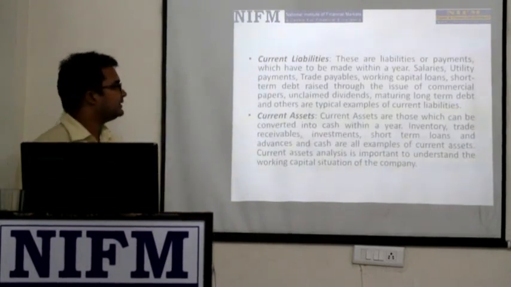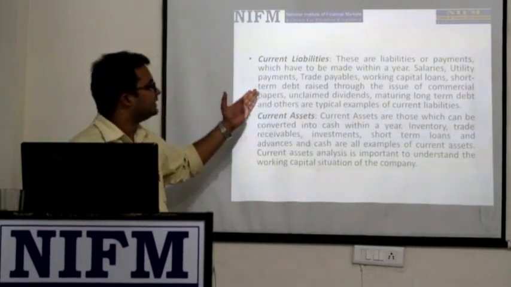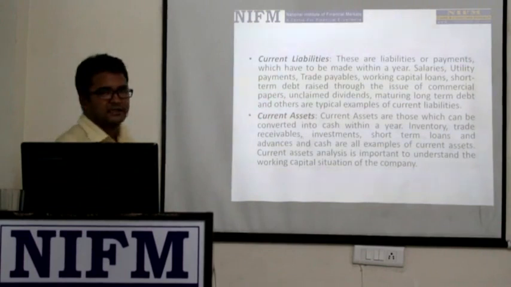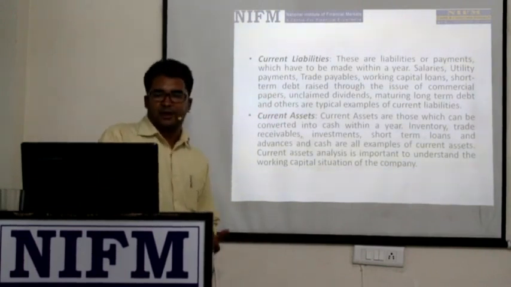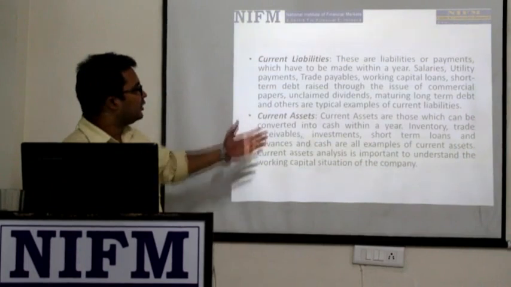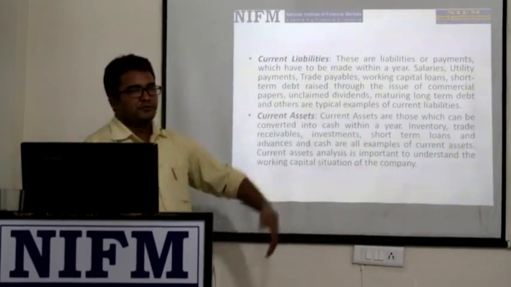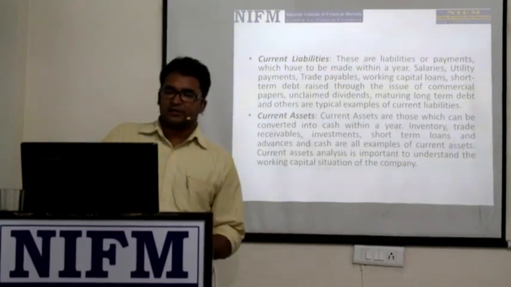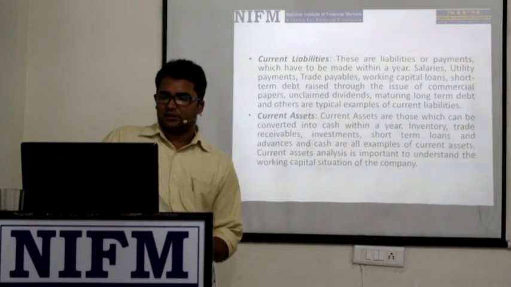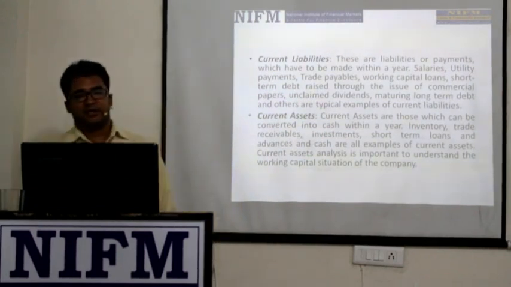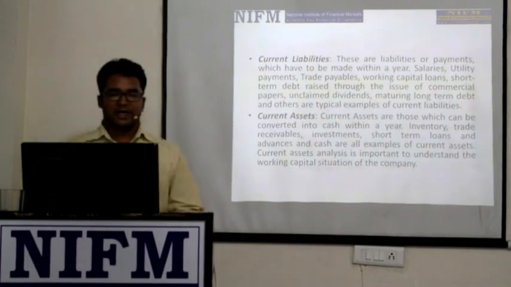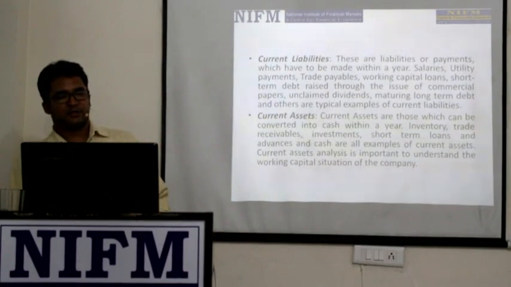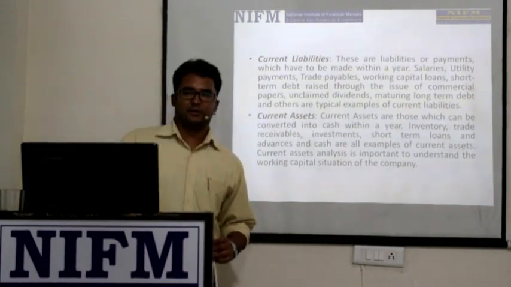Current liabilities are the liabilities or payments which have to be made within a year. Salary, utility payments, trade payables, working capital loans and creditors are current liabilities. They have to be paid back within a year. Maturing long-term debt and others are typical examples of current liabilities. Current assets, as I have told, will be converted into cash within a year. Inventory, trade receivables, investments, short-term loans and cash are examples of current assets. Current assets analysis is important to understand the working capital situation of the company.